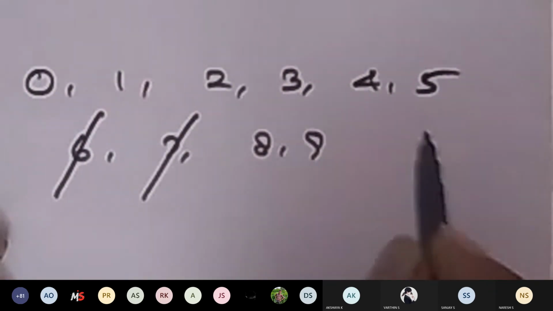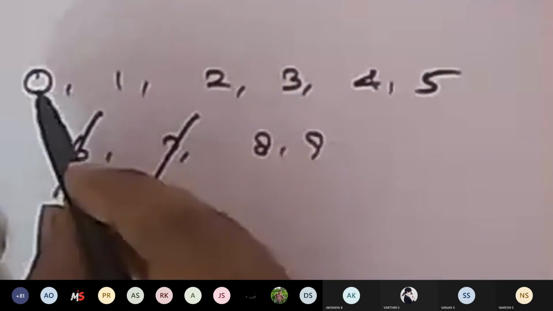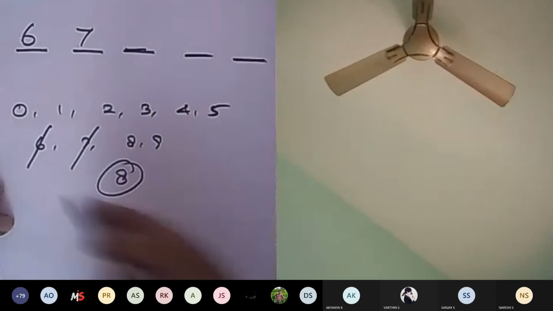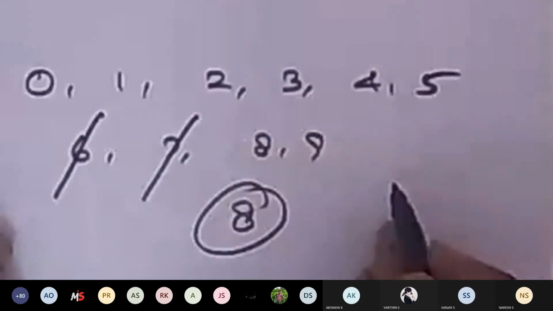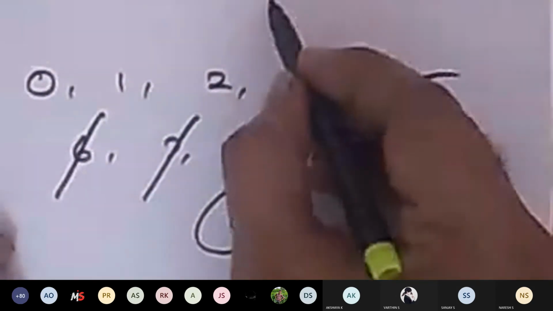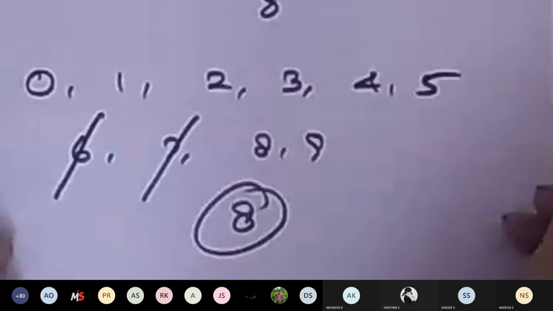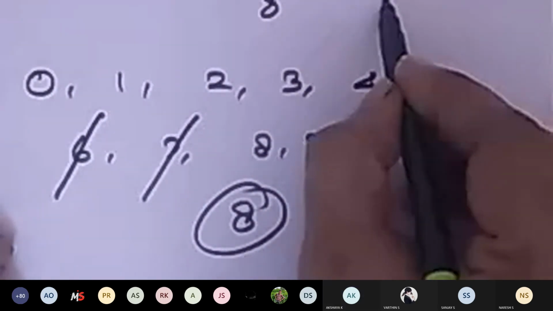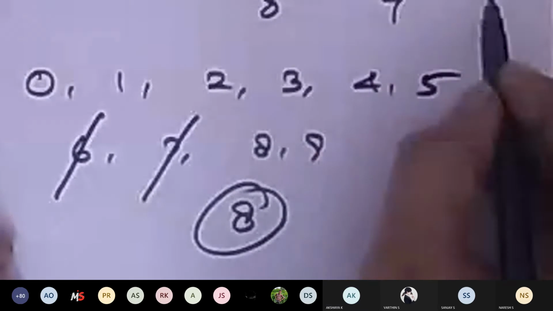Yes, sir. So how many remaining numbers are there? 8 numbers. Out of 8 numbers, repetition not allowed, so I can place 8 numbers here. Am I right? Yes, sir. Then 7 numbers. So the last one, 6 numbers.